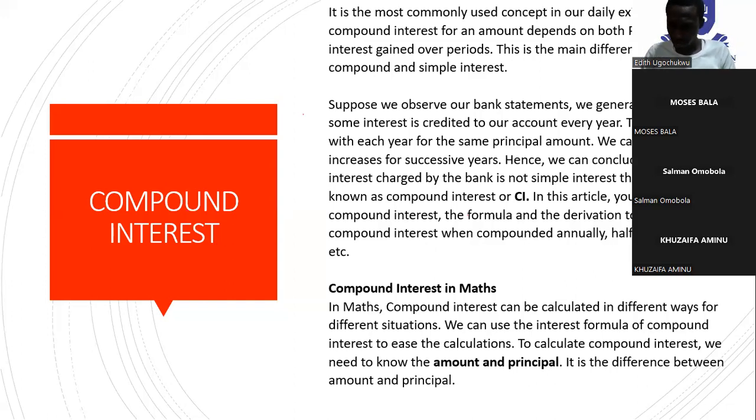So now, let us say we want to save 10,000. Everybody, please, let's participate in this together. We want to save 10,000 naira for, let's say, 2 years at 12% compounded quarterly.